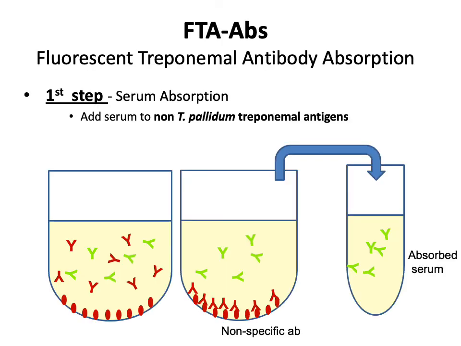The first step in the fluorescent treponemal antibody absorption test is absorption. The patient's serum is first absorbed with non-Treponema pallidum treponemal antigens. What this step accomplishes is the removal of other antibodies that might otherwise cause cross-reactivity. This is why it is called FTA-ABS.